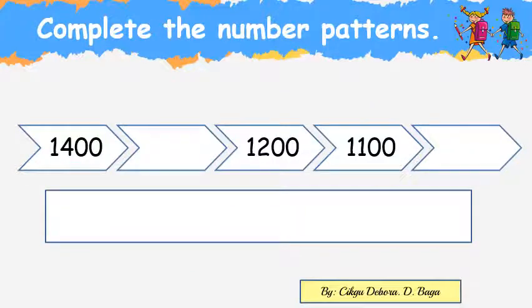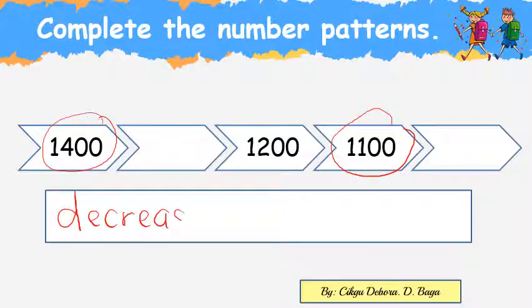Okay, for the next example. First we also need to identify whether the number is increasing or decreasing. As we can see here, the first number is 1400 and at the end here the number is 1100. So we can see that the number pattern is decreasing from big to small number. So decreasing by how many?